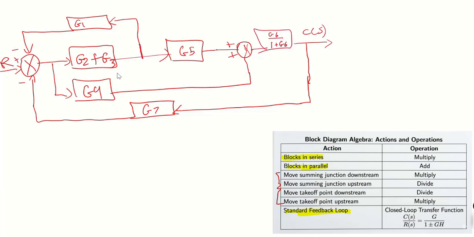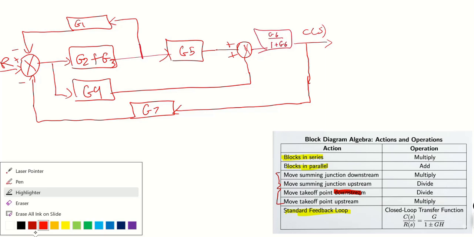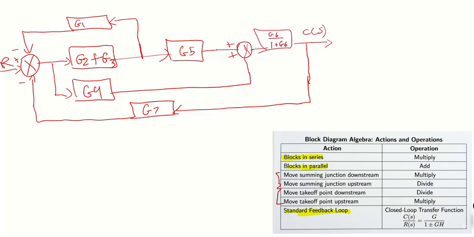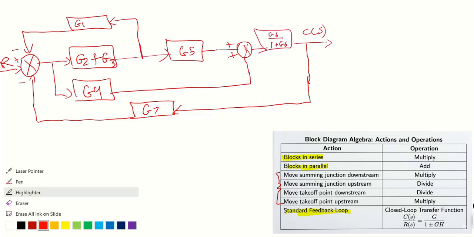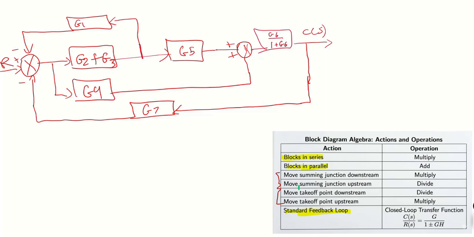Now, you can think about it that if I'm moving the block into the right side, or kind of moving it this way, then this is actually downstream. I'm going to change the highlighter. Okay, so let me change the color. I want to move my takeoff point downstream.